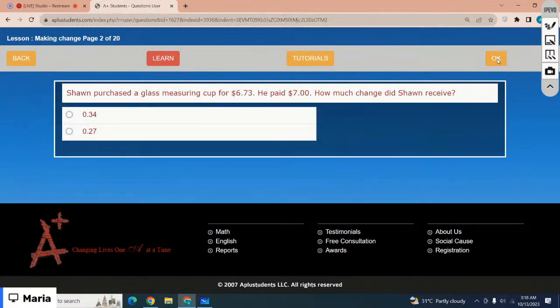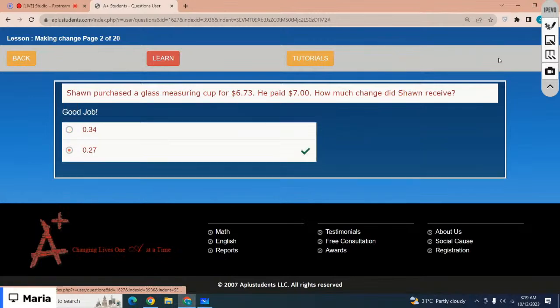Sean purchased a glass measuring cup for 6.73. He paid $7. How much change did Sean receive? So, which is the correct option? 7 minus 6.73 is, very good, that would be 0.27. The second one is the correct option.